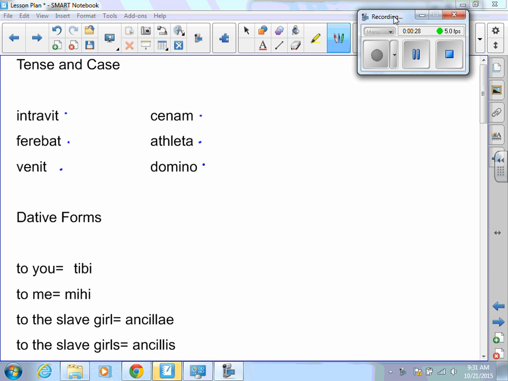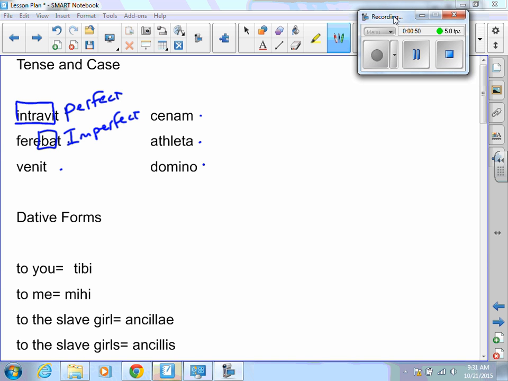Intravit is what tense? It is perfect tense. I know this because it is using the perfect stem from intro, which is intravi. Errabat is what tense? It's the imperfect tense. I know that it is imperfect from the use of the BA.